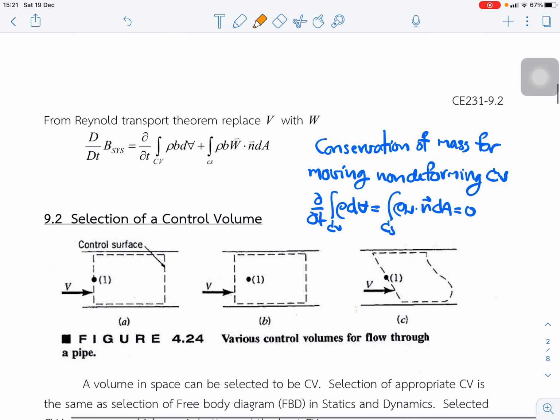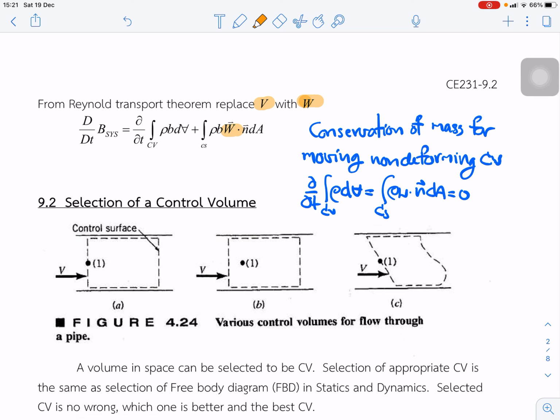From the transport theorem, we can replace the velocity v with the relative velocity w in this w dot n term. Then for the conservation of mass for the moving non-deformed control volume, we can prove that the change of the mass inside the control volume is equal to 0, and the change of mass on the control surface is 0.